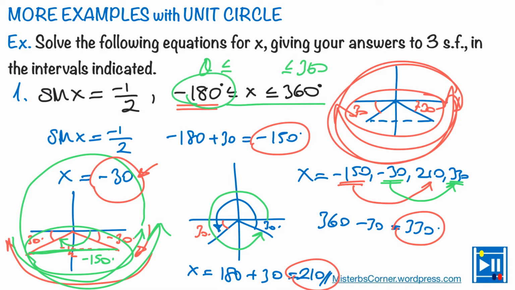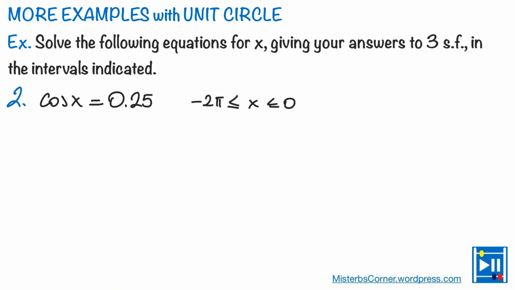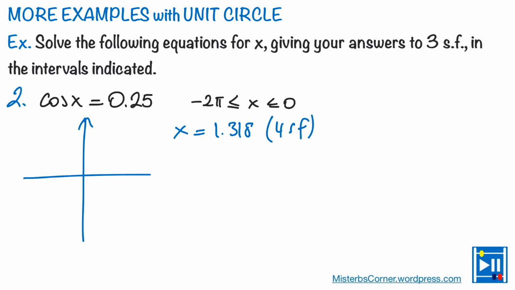Another example. Now let's look at this one. Cosine x equals 0.25, and minus 2 pi and 0 are my boundaries. So if I go with the unit circle, I don't need to draw the circle. Axes are fine. I don't even need to write x and y. It's pretty obvious. Now, cosine x equals 0.25, then x is equal to 1.318 up to 4 significant figures, just to be on the safe side, because generally we have to round the numbers up to 3 significant figures, but I just add one more digit.